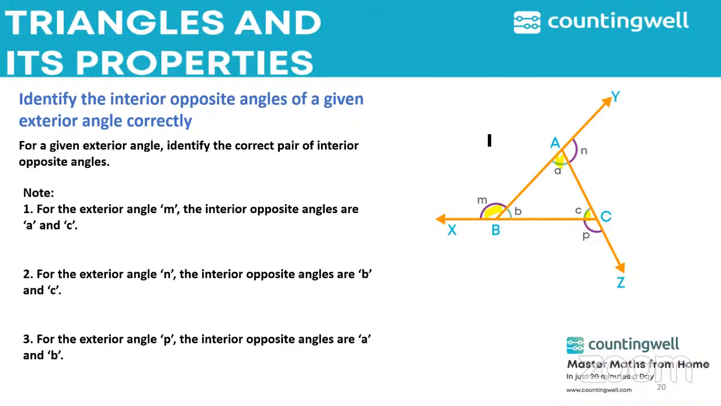Next, N is the exterior angle of ABC as it is formed by the extension of BA and the adjacent side AC. So angle N will be equal to the sum of the interior opposite angles, which are angle B and C, not A and C or A and B. So B and C will be interior opposite. Then for exterior angle P, A and B will be interior opposite.